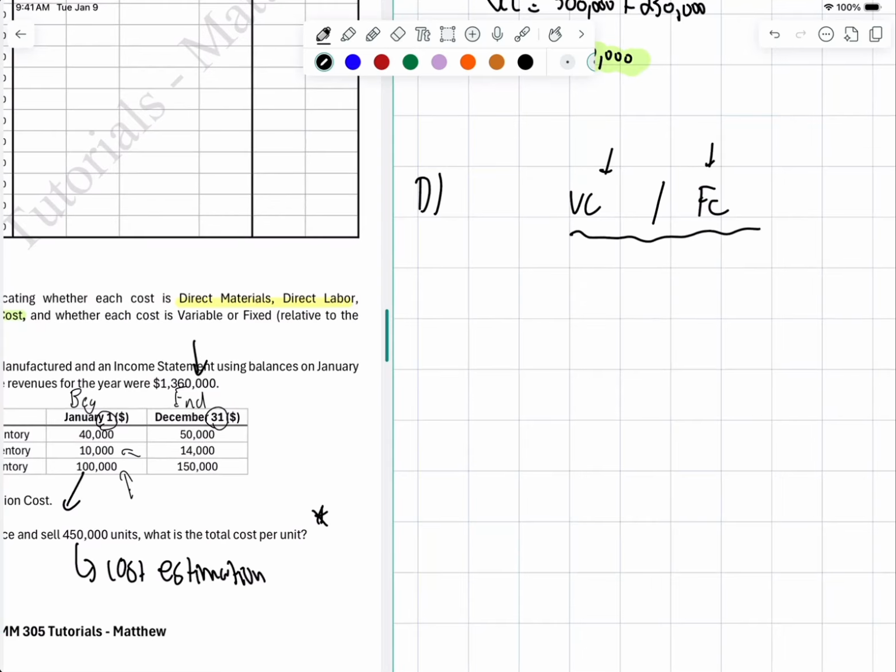Okay. So whenever you have a cost estimation question, you basically need to build a cost function. Build cost function for business. You're basically going to build a cost function to anticipate the total cost. Okay, build cost function for business.